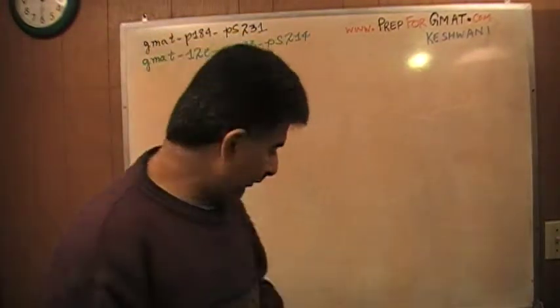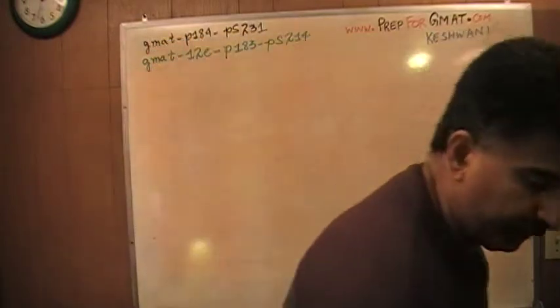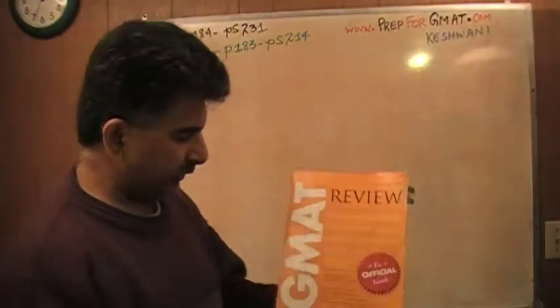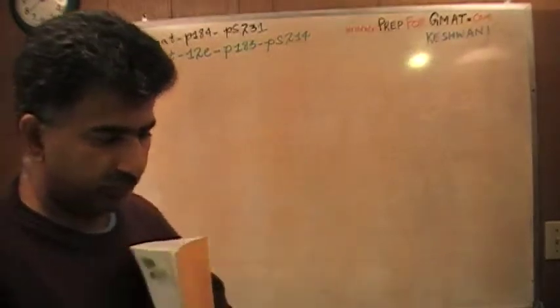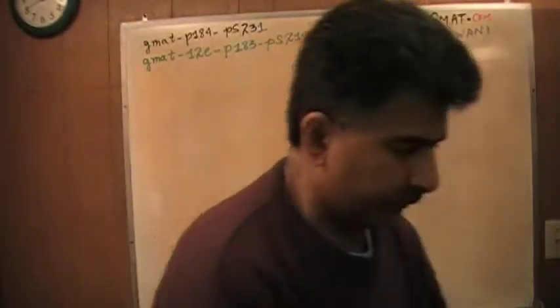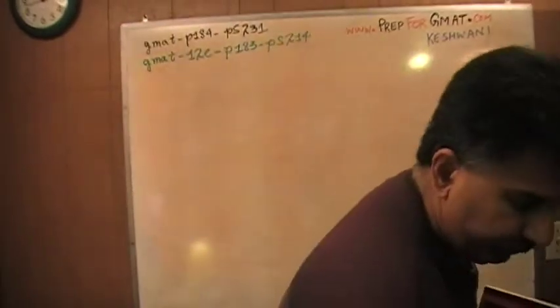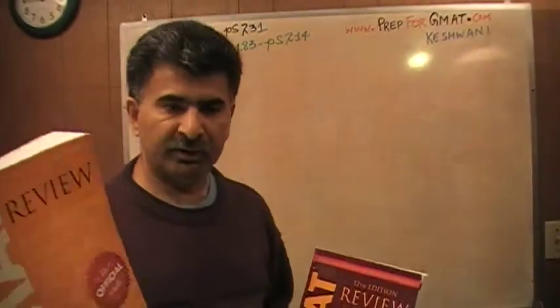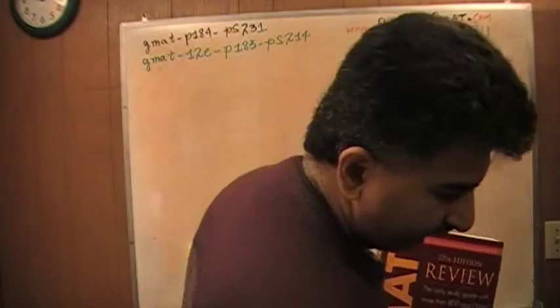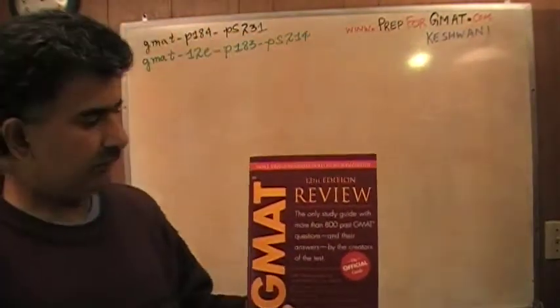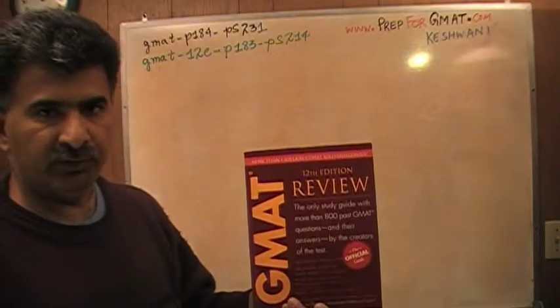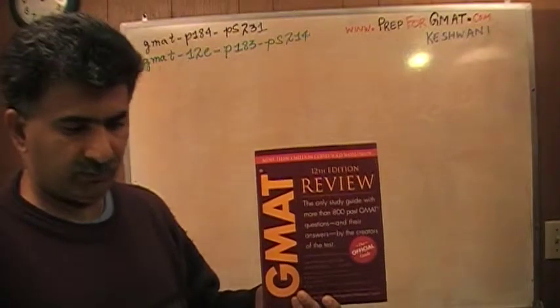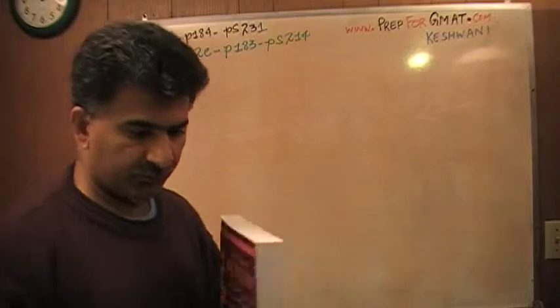I have been solving math problems for GMAT out of this book here, the GMAT Review, the official guide. If you do not own this book, go to mba.com. The book that I showed you was the 11th edition. If you wish to purchase the book, go to mba.com, and there you'll be able to find that book, 11th edition, or better yet, the new edition, which is the 12th edition. You can buy either one of them, but of course it will make more sense to buy the 12th edition.